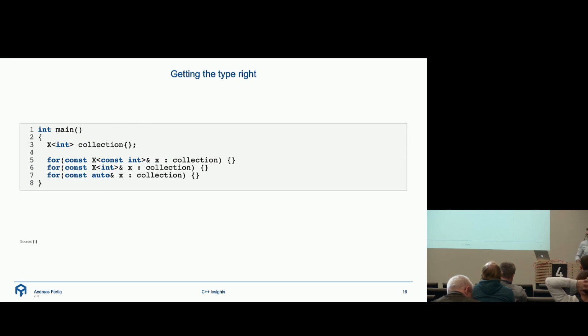Another small example. I have this main function here, and it creates a variable named collection out of a type which seems to be a class template X instantiated with int. And then I have 3 different range-based for loops, which iterate over that collection. This code compiles. My question to you is, which of these 3 range-based for loops are correct in the sense that they are doing what they are supposed to do? Just give me a number from 0 to 3.